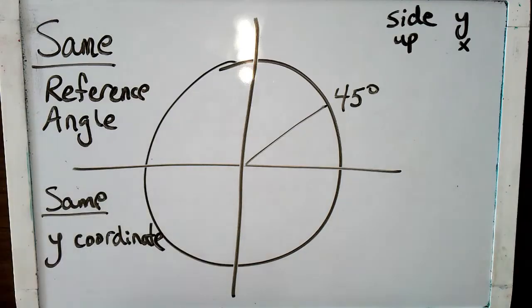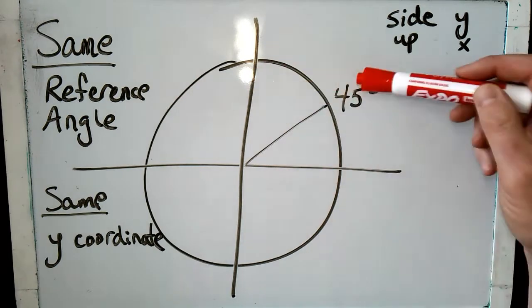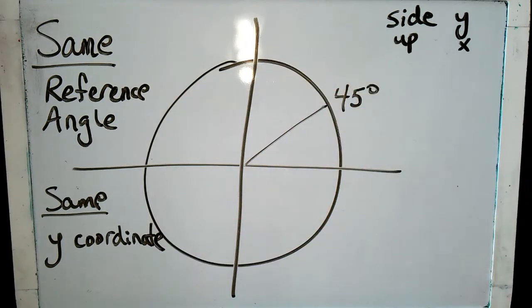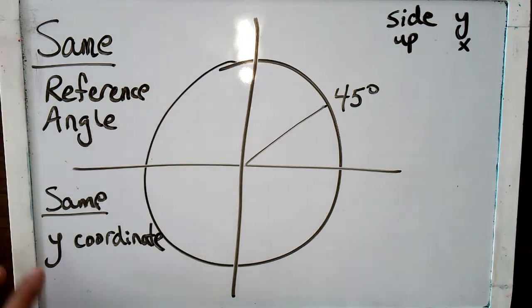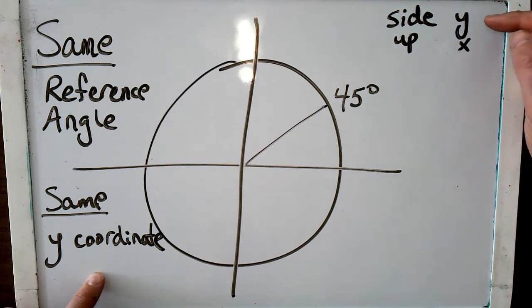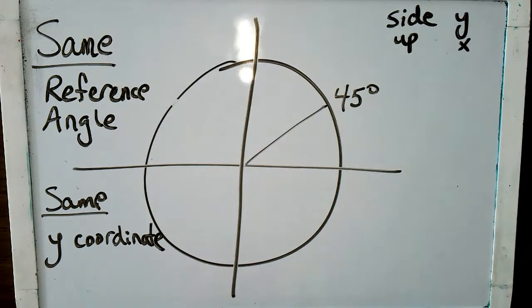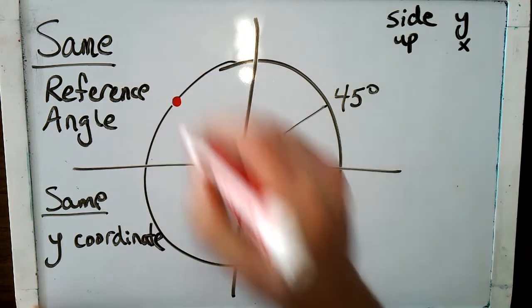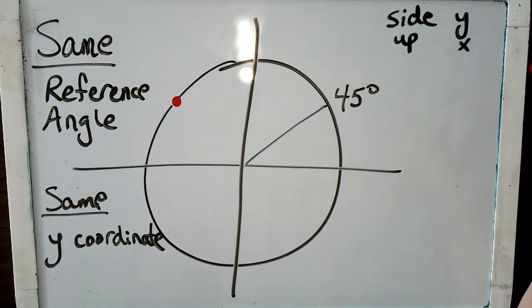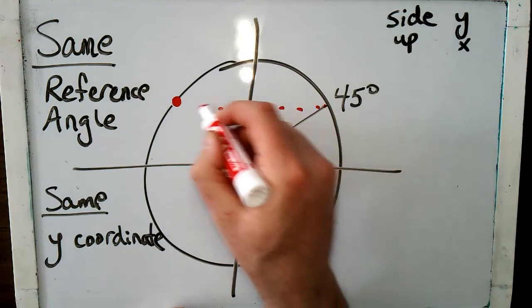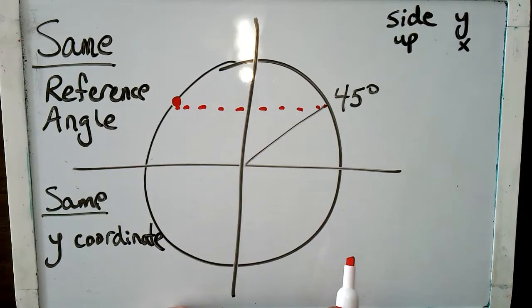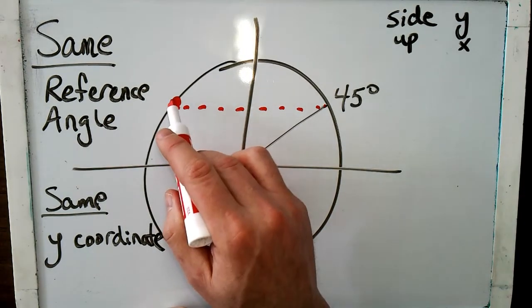So we're going to do the same thing. We're going to take a reference angle and move it to other places on the circle with the same reference angle. Now one extra thing we're going to do, same reference angle, but we also want the y-coordinate to stay the same. Now in the last example we saw if we go sideways over here, the y-coordinate will stay the same. The x will change, it'll become negative, but the y will remain the same.